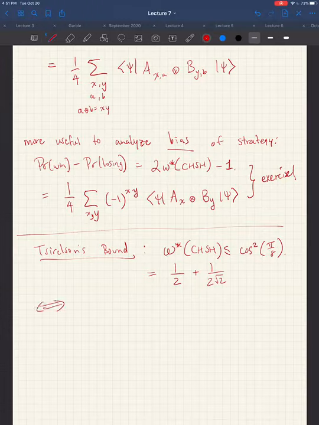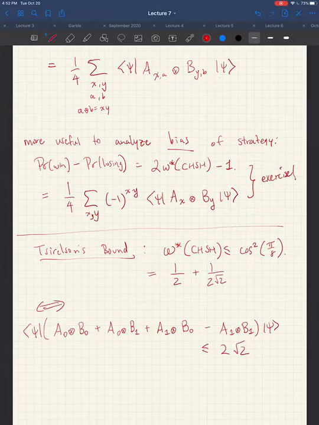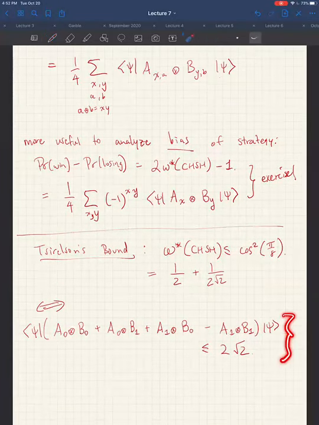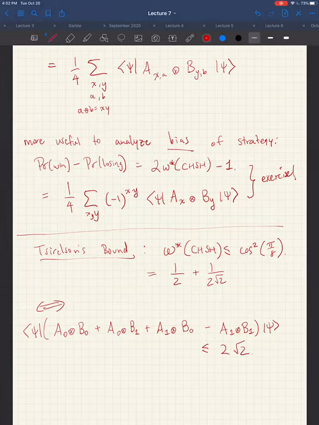And this is equivalent to saying, and I'm going to write it in terms of the observables, that this operator that's sandwiched by psi is at most 2 root 2. Maybe you've seen this expression before if you've taken a quantum class. This is called Tsirelson's bound. It's named after the mathematical physicist Boris Tsirelson, who just passed away pretty recently, this January. He's famous for proving a lot of things about these non-local games, way before anyone else was thinking about them.